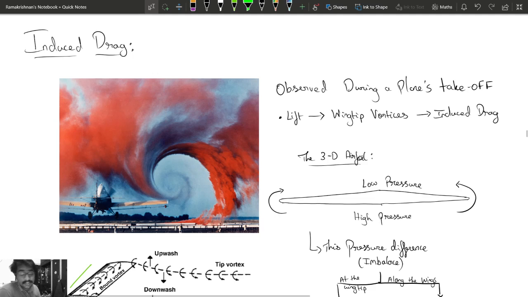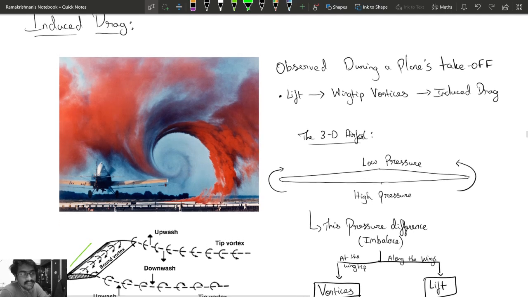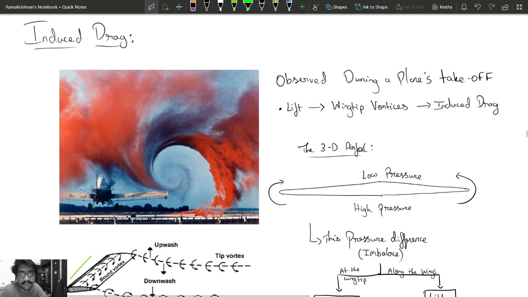These are visualized using some color powder, and these vortices look beautiful, but they create an extra drag called the induced drag that adds to the load of the engine. So we'll go through how this is produced and why this is a drag first of all, and then we'll go through the quantitative aspects on how to calculate the induced drag coefficient and the induced angle, etc.